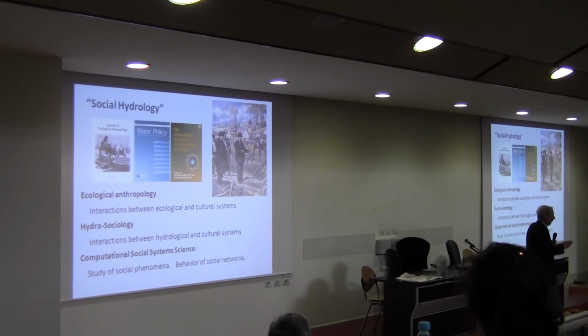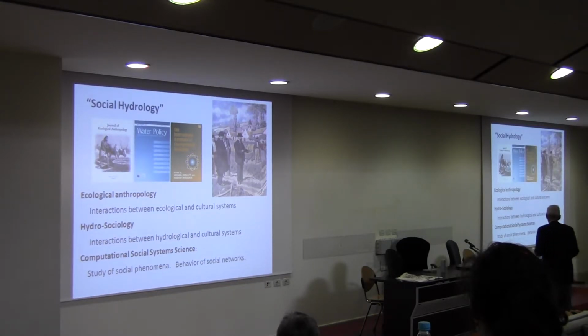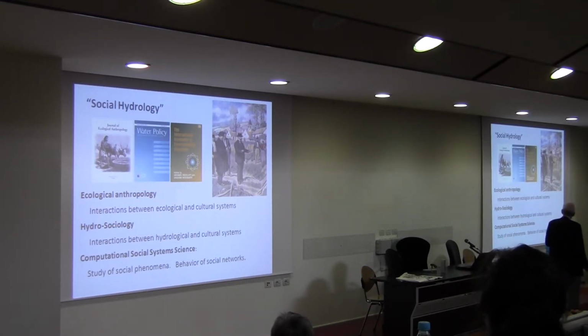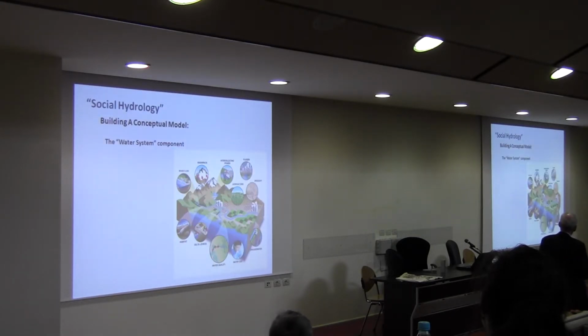Okay. I went to a social scientist in preparing for this, and I said, "You have disciplines to deal with water," and they came up with these three. There's ecological anthropology, which is the interactions between ecology and cultural systems. Hydrosociology, between hydrology and cultural systems. And then there's computational social science, where they're actually trying to quantify relationships.